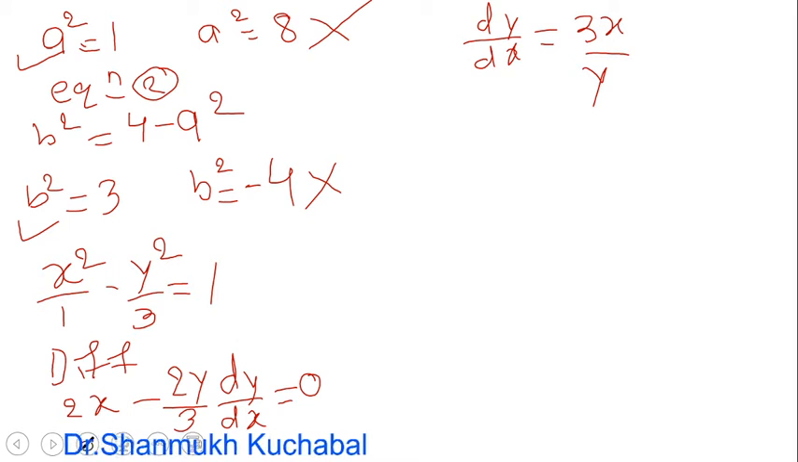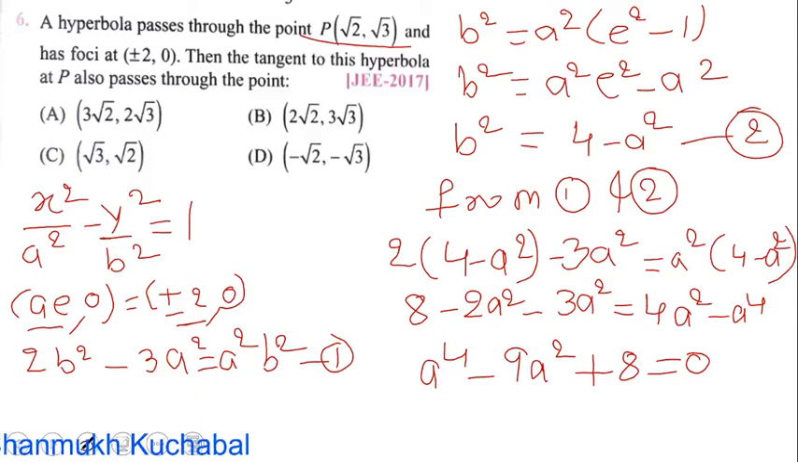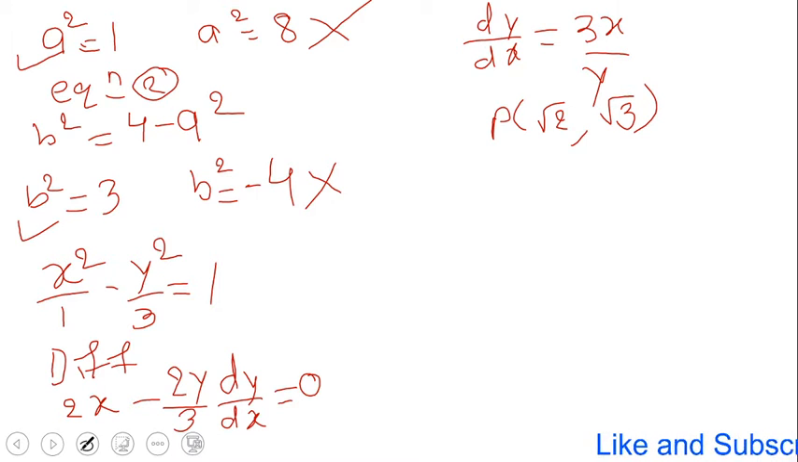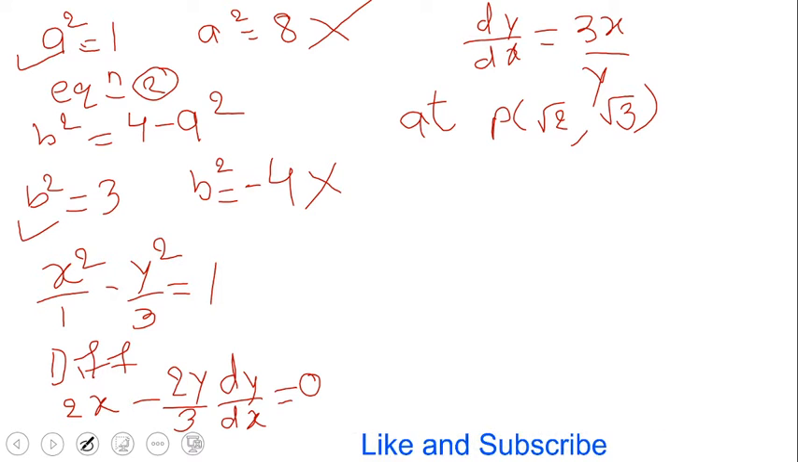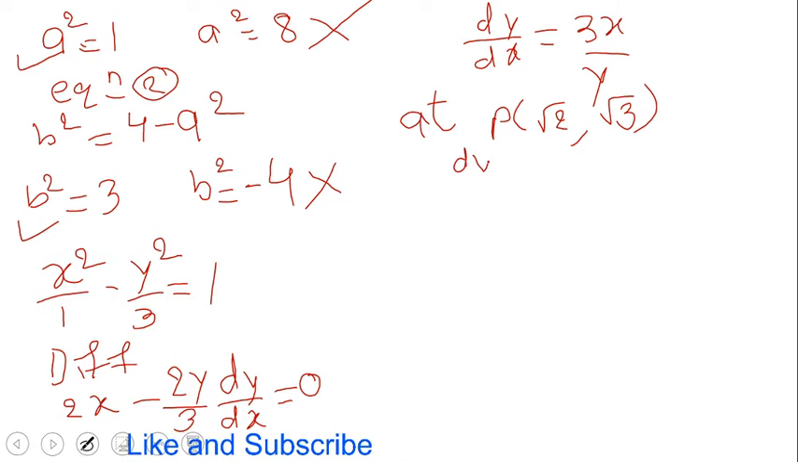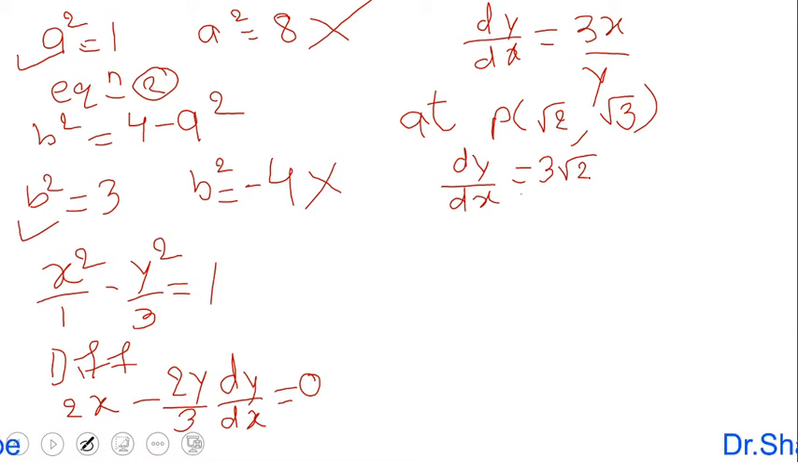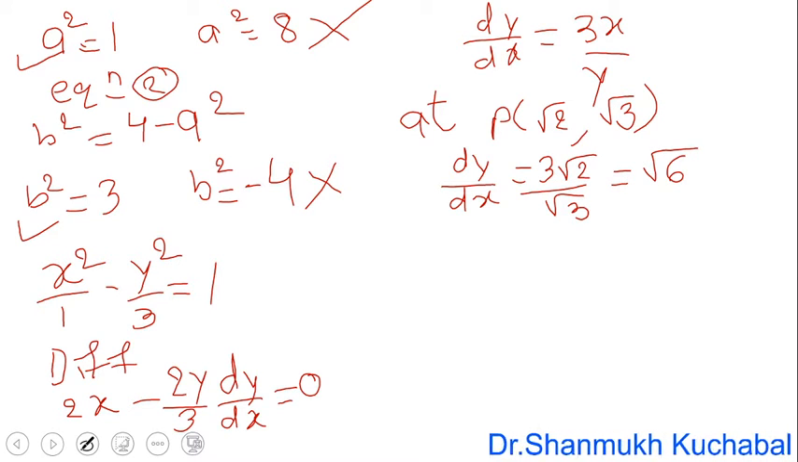Then further we have a point P. Point P is root 2 comma root 3. This we have to substitute. At P root 2 comma root 3, x we take as root 2, y we take as root 3. Then we get dy by dx equal to 3 root 2 divided by root 3, and after simplification we get root 6 here.